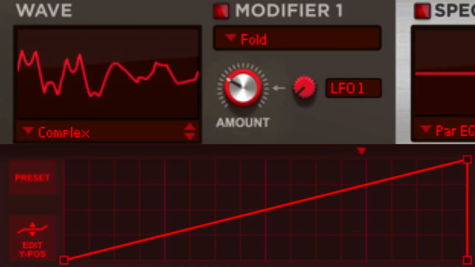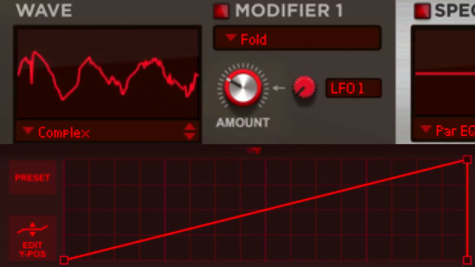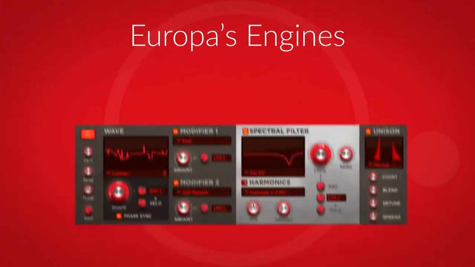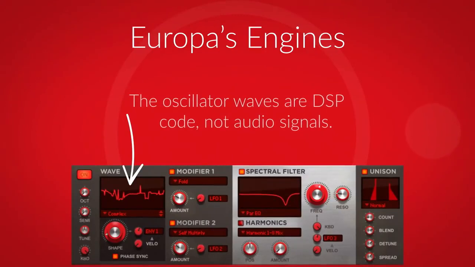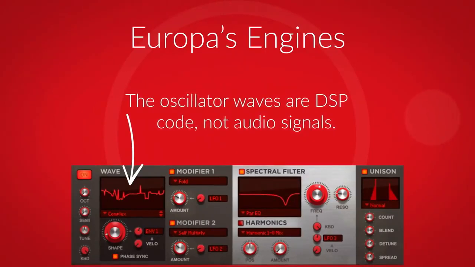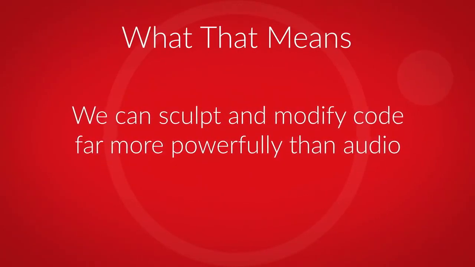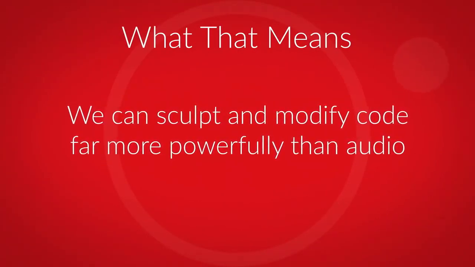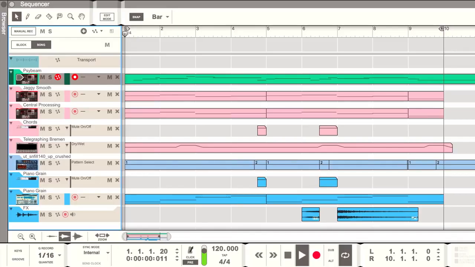But moving through wavetable shapes is only one way that Europa's engines create evolving impressive sounds. The key to understanding the power of Europa is to realize that its waveforms and wavetables exist as algorithms, not as audio. By working algorithmically with oscillators, we can perform a number of modifications to sculpt the waveform in ways that simply aren't possible with traditional analog oscillators. Let's check out another song, and I'll show you what I mean.